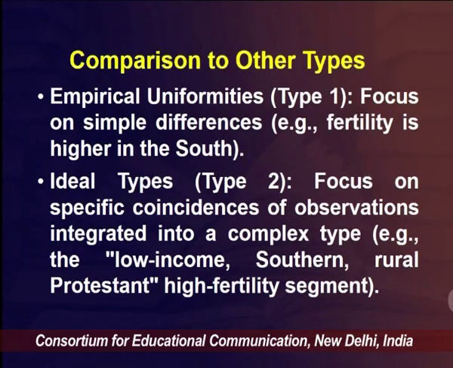So, we have three types of hypothesis. First, empirical uniformity, focusing on simple differences, for example, fertility higher in the south. Second is ideal type, focusing on specific coincidence of observations integrated into a complex type, for example, low income, southern rural Protestant, high fertility segment. And third is analytical variable, which is type 3, focusing on how continuous change in one variable affects change in another, that is, wealth affects fertility.